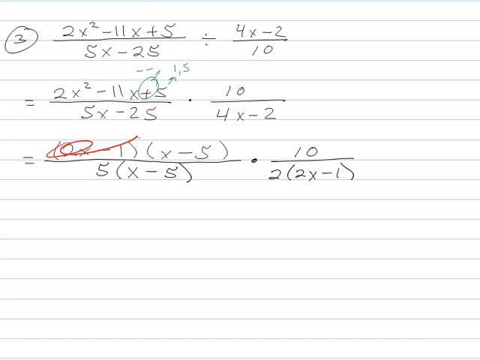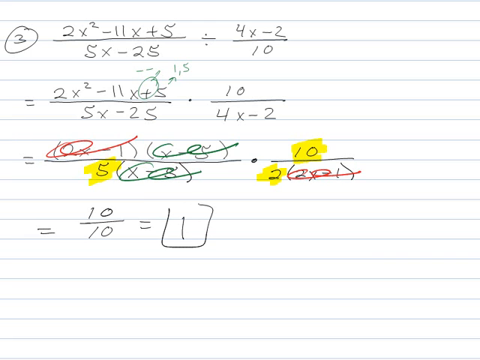And joy of joys, these cancel out. 2x minus 1's cancel out. x minus 5's cancel out. And I don't want to get too crazy, so I'm just going to do a couple at a time. It leaves me with 10 on the top, and then 5 times 2, which is 10 on the bottom. 10 divided by 10 is just 1. Now see, isn't that pretty?